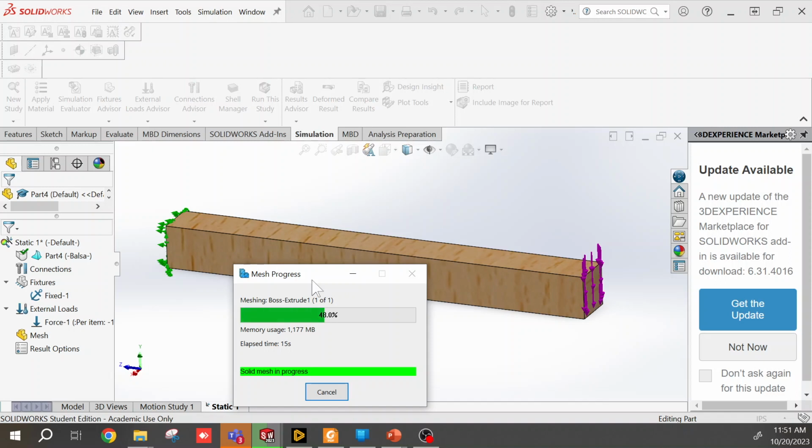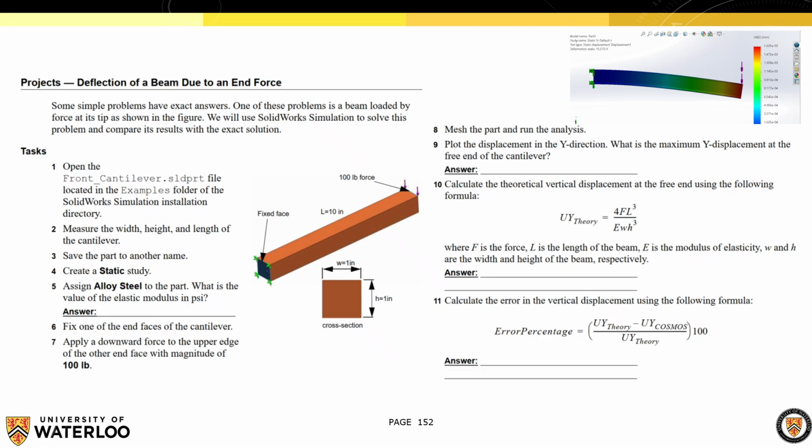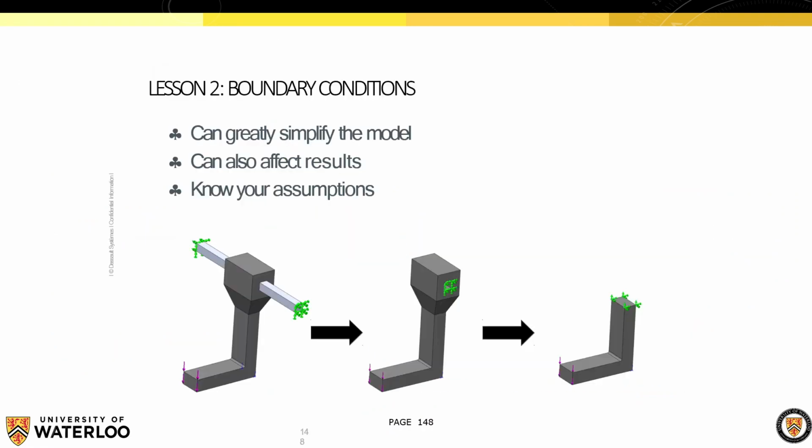Intuitively, the result of this is a lot simpler than the one in the previous example. So I'm going to let this mesh, and I'm going to jump back to the PowerPoint to show a few examples of how you can simplify things.